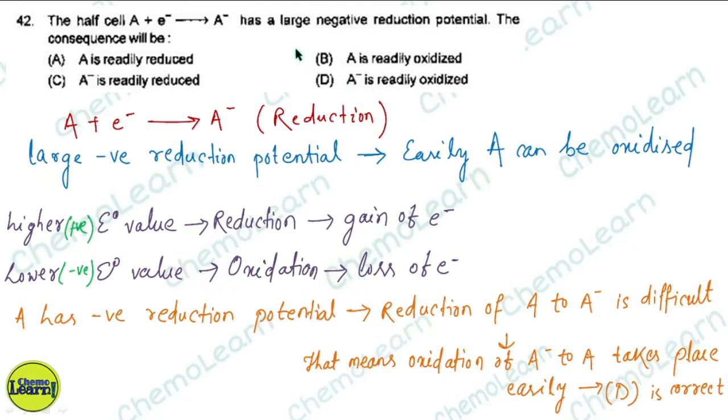Here we have a large negative reduction potential. Negative reduction potential means A to A minus is difficult because oxidation is easy. That means oxidation of A minus to A takes place easily. So option D is the right answer. A minus is readily oxidized.